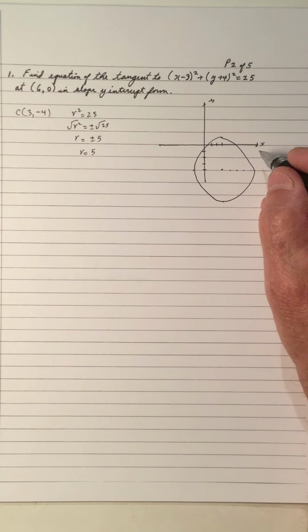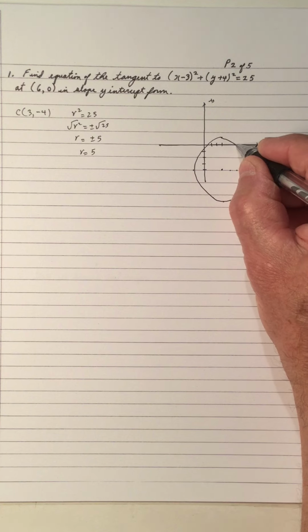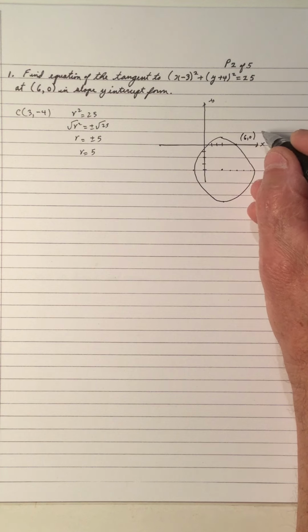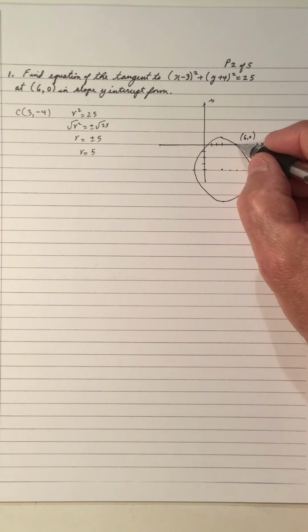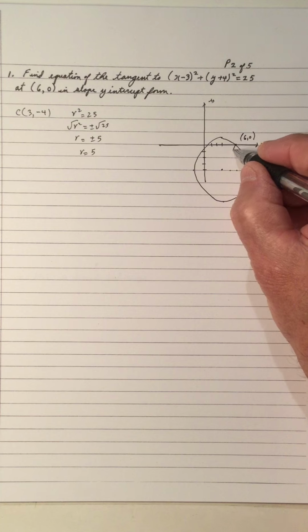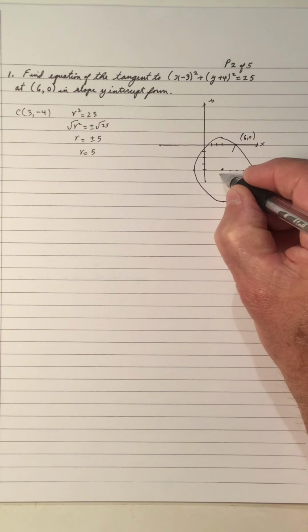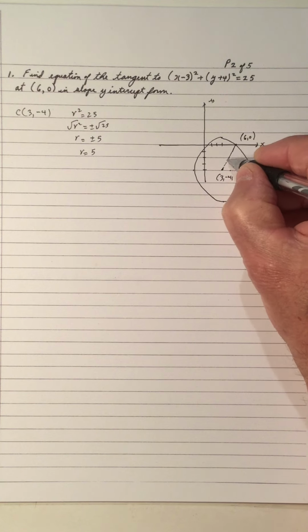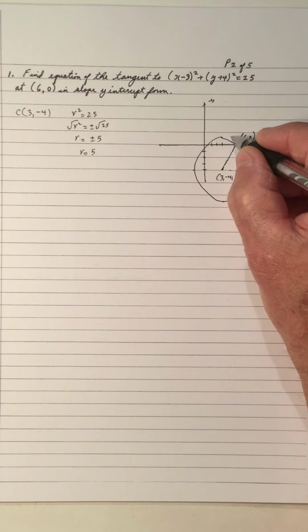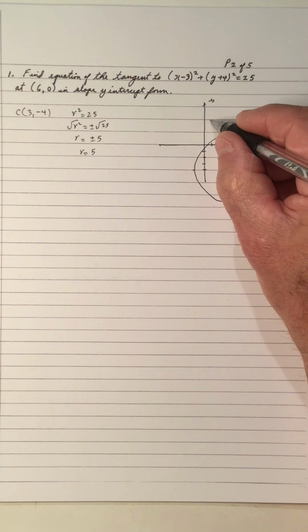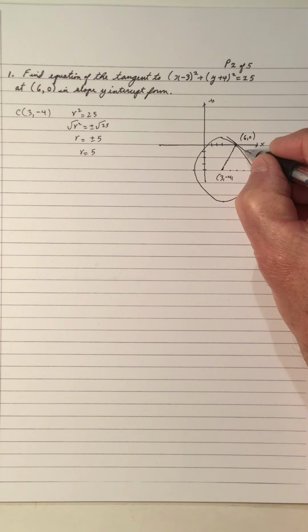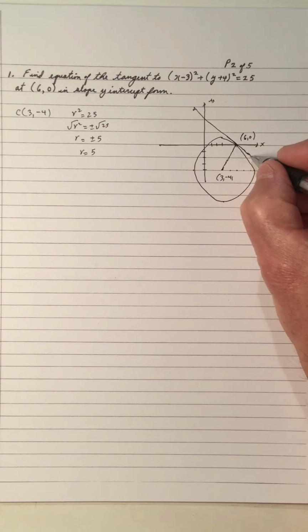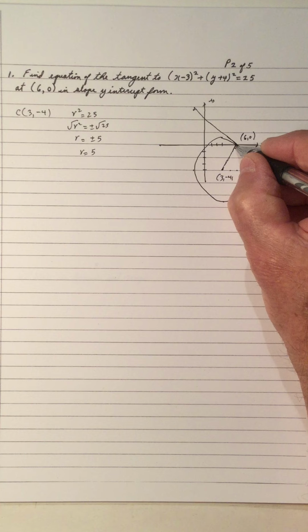And its tangent at (6, 0), and the tangent is perpendicular. So here's the center at (3, −4), and this is the radius, and it's perpendicular to the tangent. So the tangent touches the circle at one point like that, and it goes on up through. So that's the perpendicular there.